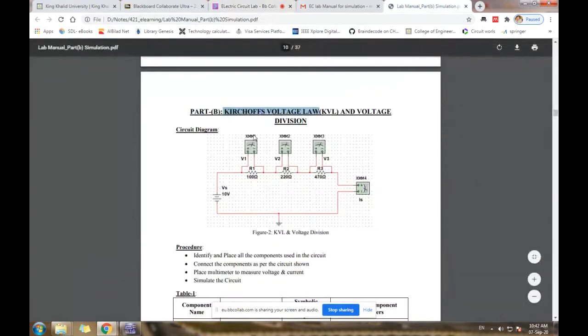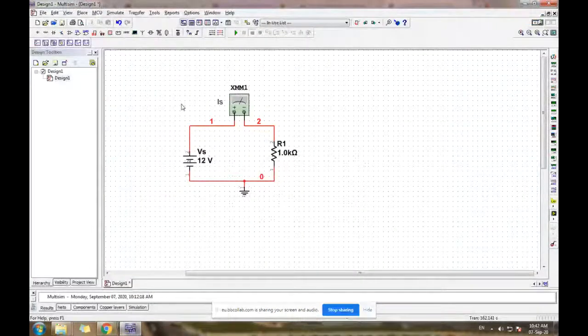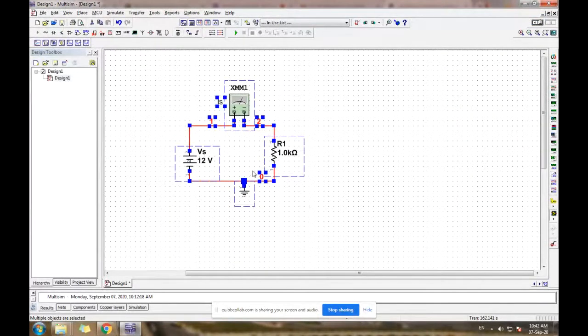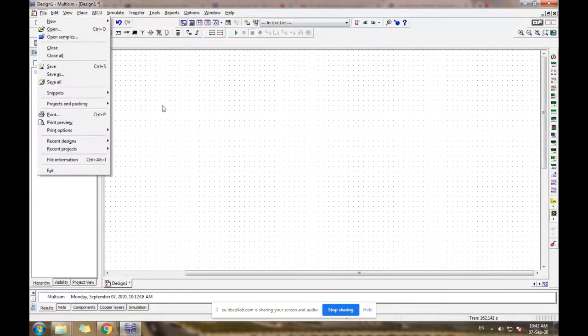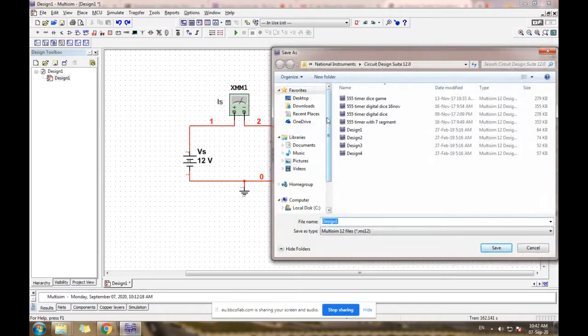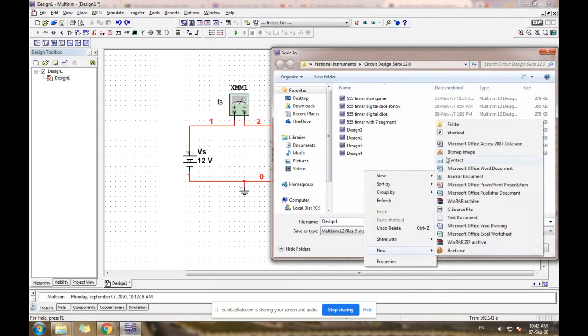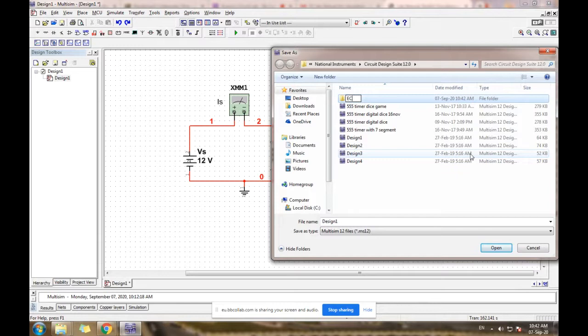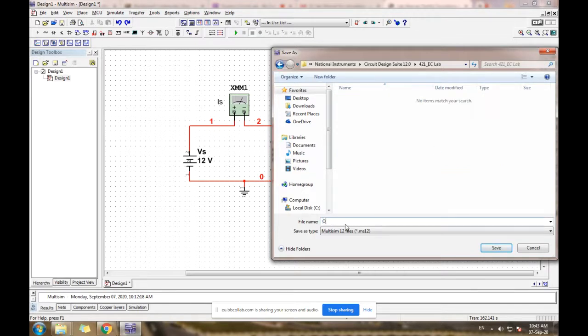So let us continue with Kirchhoff's law. In Kirchhoff's law, as I said, we have 5 components, 1, 2, 3, 4, 5, and we have 4 instruments. So let us select this. You can delete this, or you can select a new file, or let it be. Let me save this as electronic circuit design. So I will say EC lab 421 semester. Okay. So this is for Ohm's law.